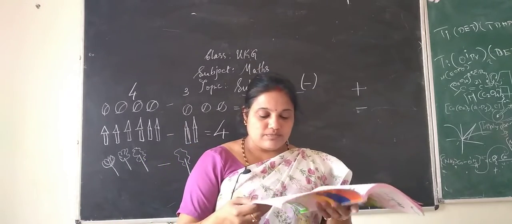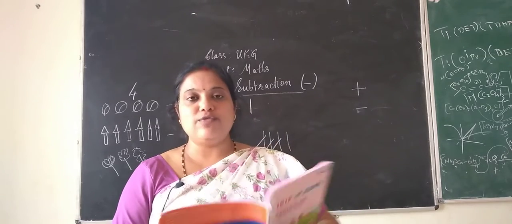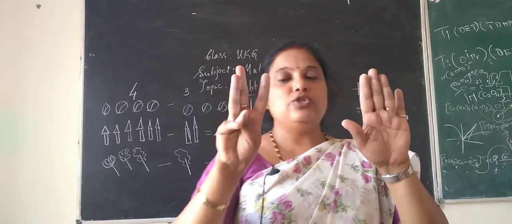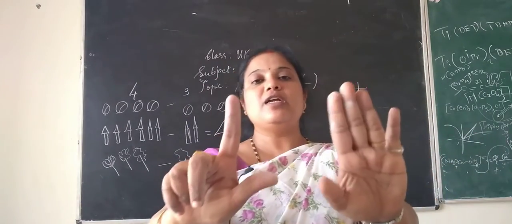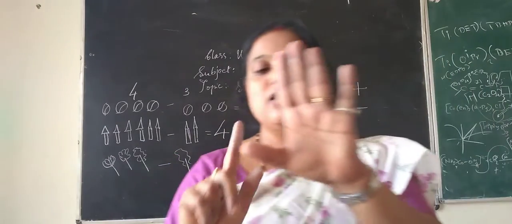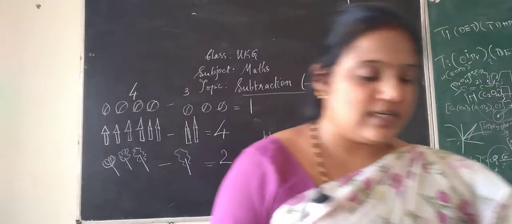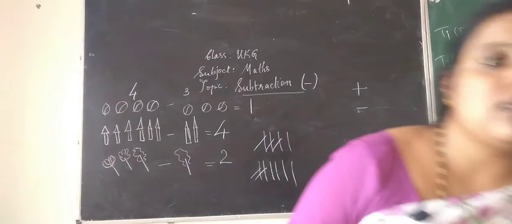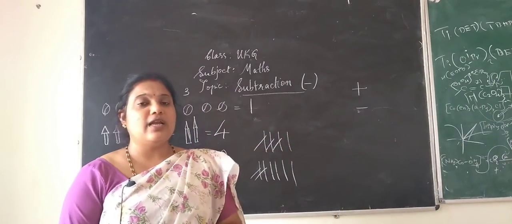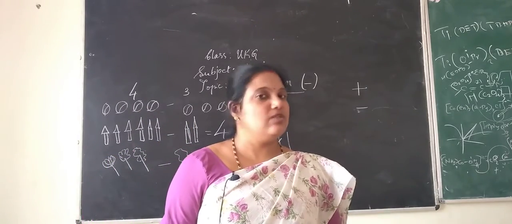Now 9 pencils are in the box. 2 pencils are taken away. Out of 9 pencils, 2 were removed. Then what is pending? This is 7. How do you count 7? 1, 2, 3, 4, 5, 6, 7. Yes, that is how you need to count. Children, in addition you just add, but in subtraction you just remove it.